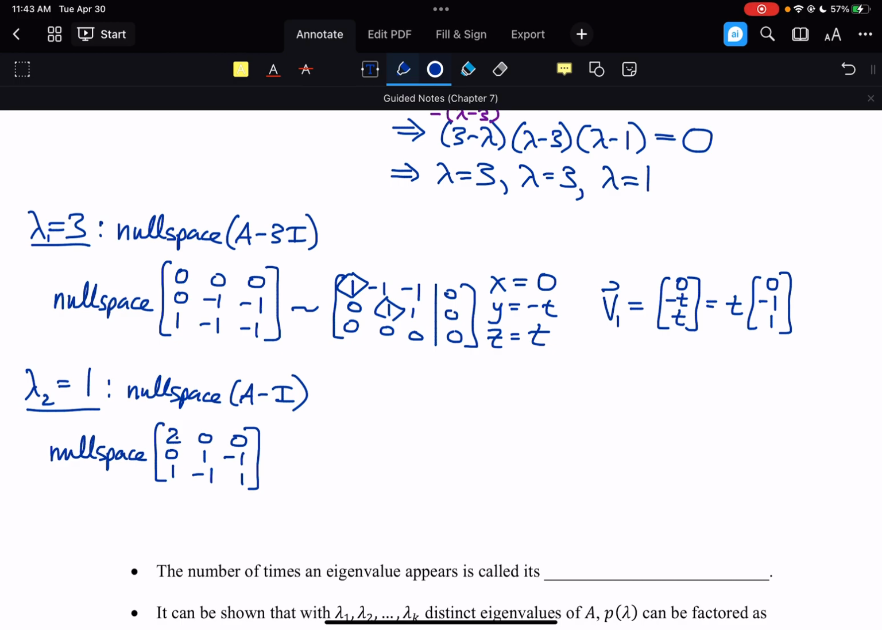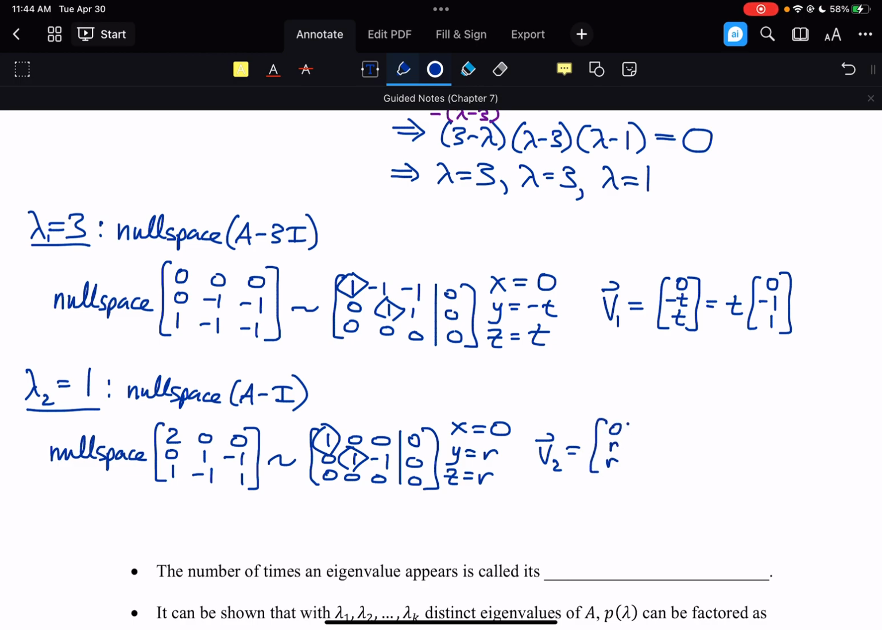And this time, this one can cancel out this one. This row cancels out the rest of that row. This works out to 1, 0, 0, 0, 1, negative 1, and all zeros. So we get z is r, y is also r when you add that over, and x here is also 0. So our second eigenvector is 0, r, or r times 0, 1, 1.